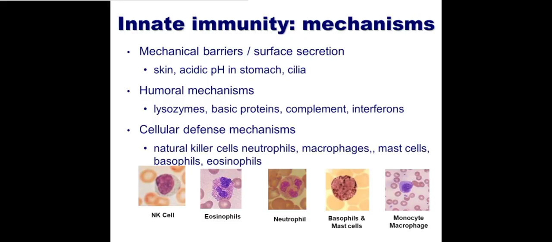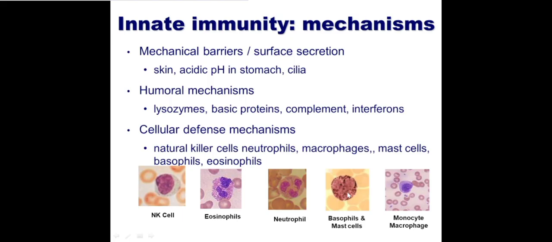Cellular defense mechanisms are natural killer cells, neutrophils, macrophages, mast cells, basophils, and eosinophils. See this diagram. This is a natural killer cell. This is an eosinophil. This is the neutrophil, and the basophil and mast cells, monocytes, macrophages. Clear? What is the mechanism?